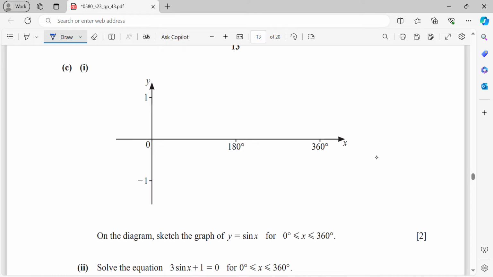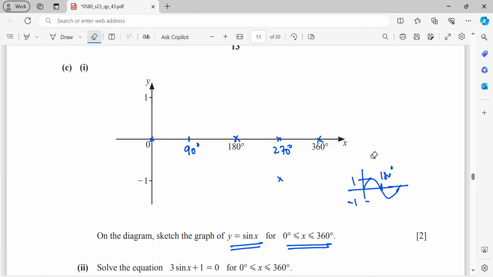Now see part 1. On the graph, sketch y equals sine x, where x is from 0 to 360 degrees. So we know that sine graph will be in this shape, right? So maximum 1, minimum minus 1. This is 180 degrees. So now just mark the points. So in the middle, it is 90 degrees, you get 1. Middle of 180 and 360 degrees, 270 degrees, you get minus 1. So now just join the points. Okay, so draw a smooth curve over here. This is your y equals sine x.